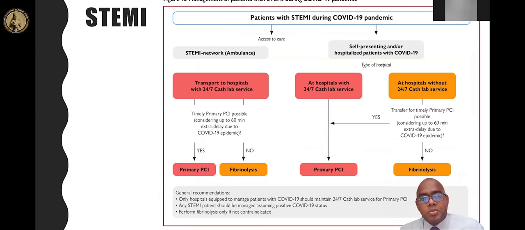ST elevation MI management is very challenging in the COVID era because of logistics issues. We know that door to balloon time of ST elevation MI is usually 60 minutes. But with COVID logistics issues, most of the guidelines, including the ESC guidelines, suggest that you can have up to 120 minutes of door to balloon time or first medical contact to balloon time in cath lab service. So if a patient is in a transferable state or in a cath lab setting, primary PCI is the best thing to offer if you could perform it within 120 minutes of the first medical contact.